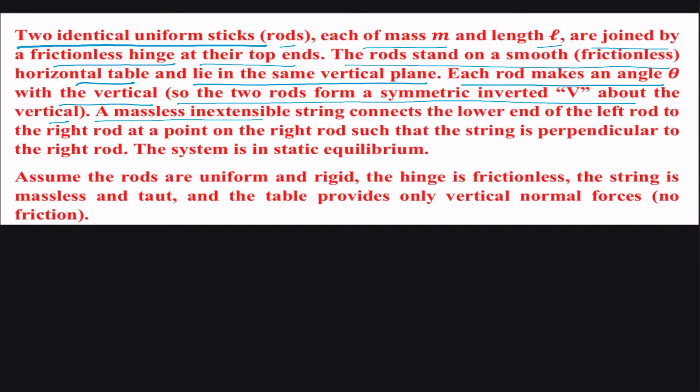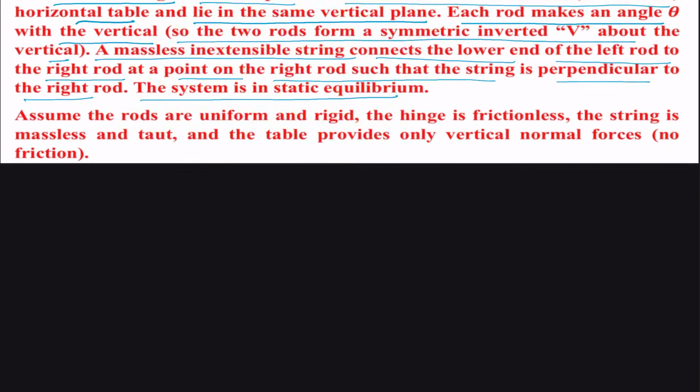A massless inextensible string connects the lower end of the left rod to a point on the right rod such that the string is perpendicular to the right rod. The system is in static equilibrium. Assume the rods are uniform, rigid, the hinge is frictionless, the string is massless and taut, and the table provides only the vertical normal reactions.